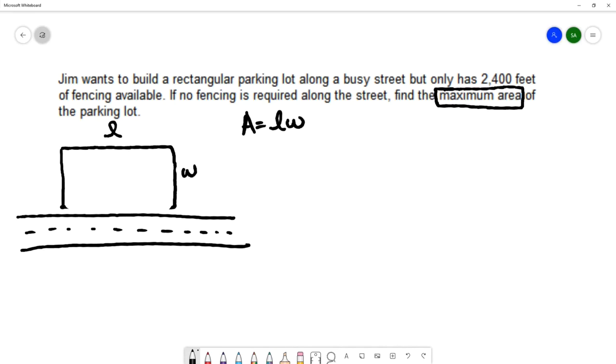We have too many variables in our area formula right now, so we're going to use some other information from the problem. We have 2,400 feet of fencing, and the fencing is going to go along these three sides here.